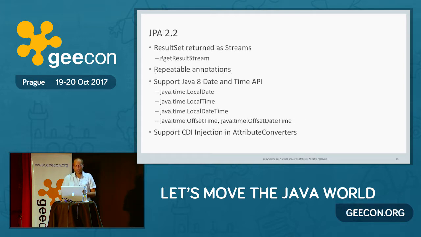I will stop shortly at JPA 2.2, what's new there. Basically support for repeatable annotations. There are like 14 of them. Some basic support for the Java 8 date and time API. Only these five data types are supported, and they were chosen mainly because the JDBC specification supports only these five as well. So we didn't want to go any further, just to limit the scope to what's supported by JDBC itself. And support for CDI injection in attribute converters.